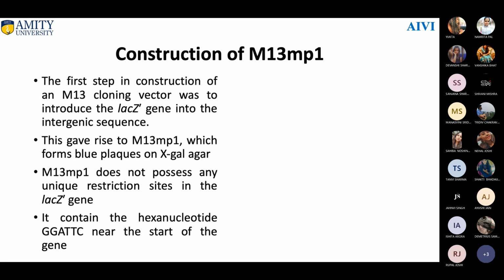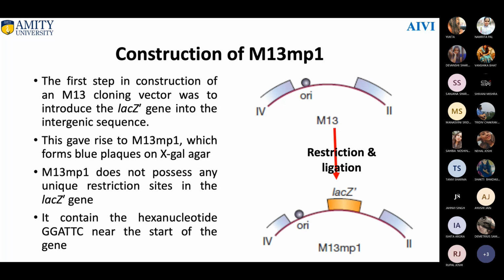When you include this, it gives rise to M13MP1. This forms blue plaques on X-gal agar. So this is the LacZ gene, and after restriction and ligation of the LacZ gene, you are going to further insert restriction sites, which you can also call a multiple cloning site. It contains the hexanucleotide GGATTC near the start of this gene, which you can use for cloning.